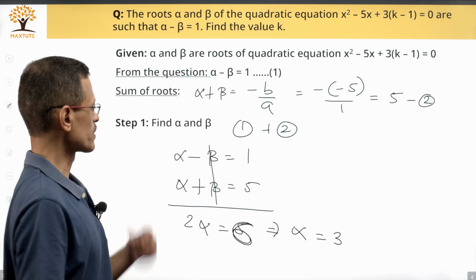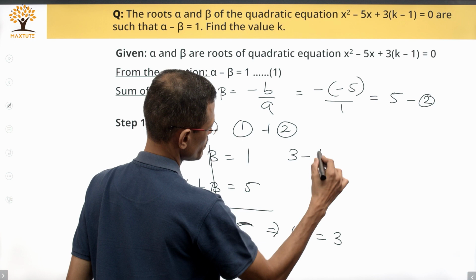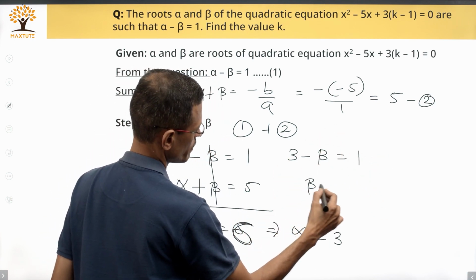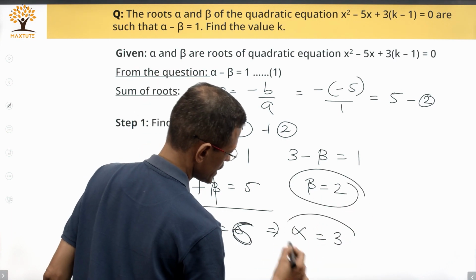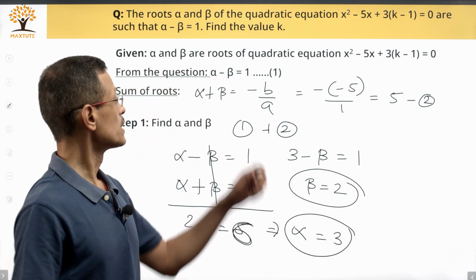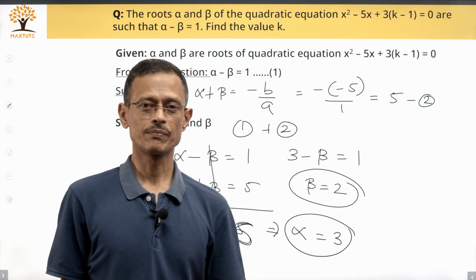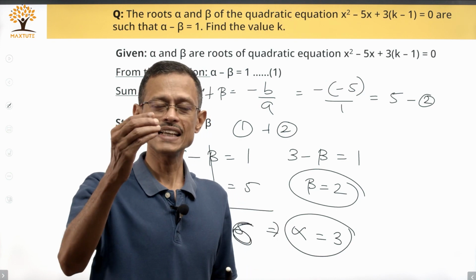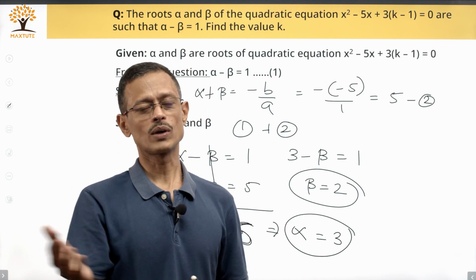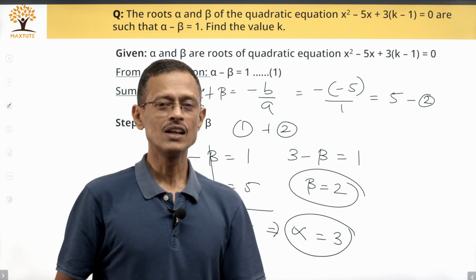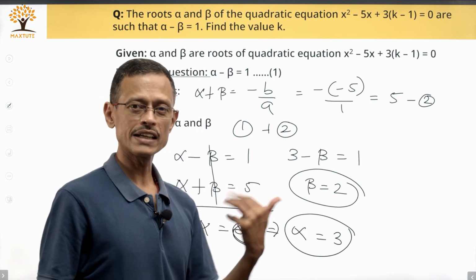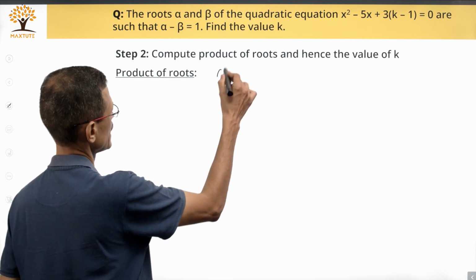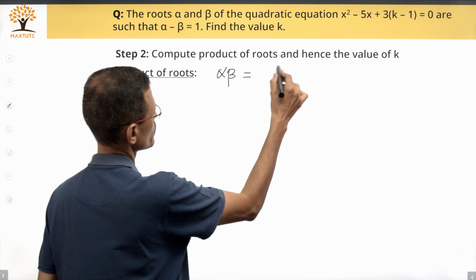Let's substitute the value of alpha equal to 3 in one of these equations. 3 minus beta is equal to 1. Take the minus beta to the right hand side, 1 to the left hand side, which translates to beta is equal to 2. So alpha is equal to 3, beta is equal to 2. Step 1, we have found out what the roots are. Now we are trying to find out the value of k. k is a component of c in the quadratic equation, ax square plus bx plus c. So let's find out the product of the roots. Now that we know the roots, we can find the product of the roots and therefore compute the value of k. Product of the roots is alpha beta and that is equal to c by a.